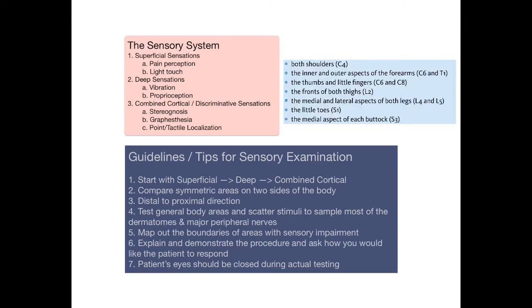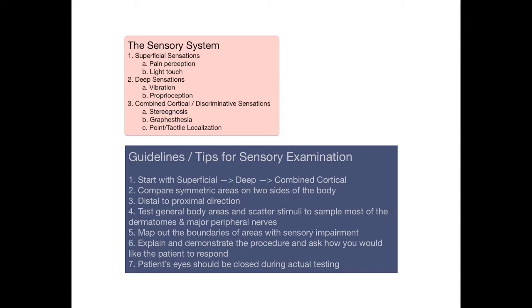According to Bates, one suggested pattern is to include both shoulders, C4, the inner and outer aspect of the forearms, C6 and T1, the thumbs and little fingers, C6 and C8, the fronts of both thighs, L2, the medial and lateral aspect of both legs, L4 and L5, the little toes, S1, the medial aspect of each buttocks, S3.